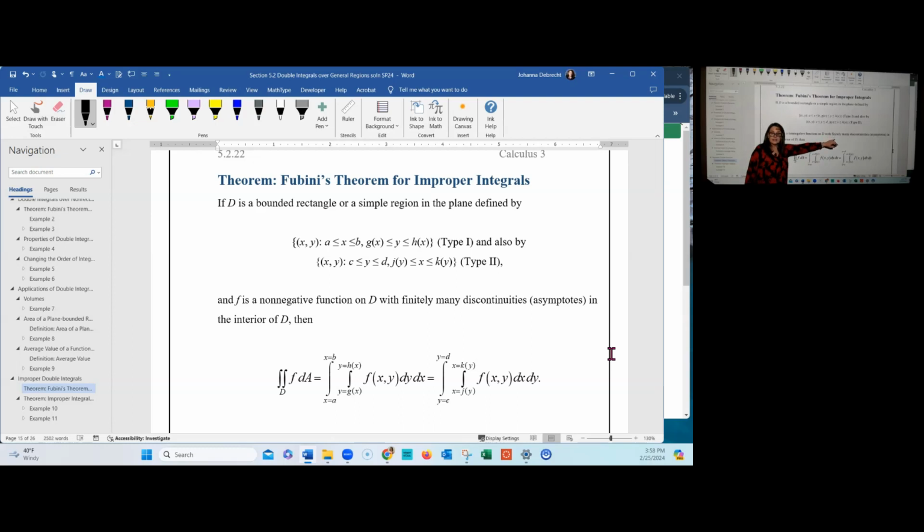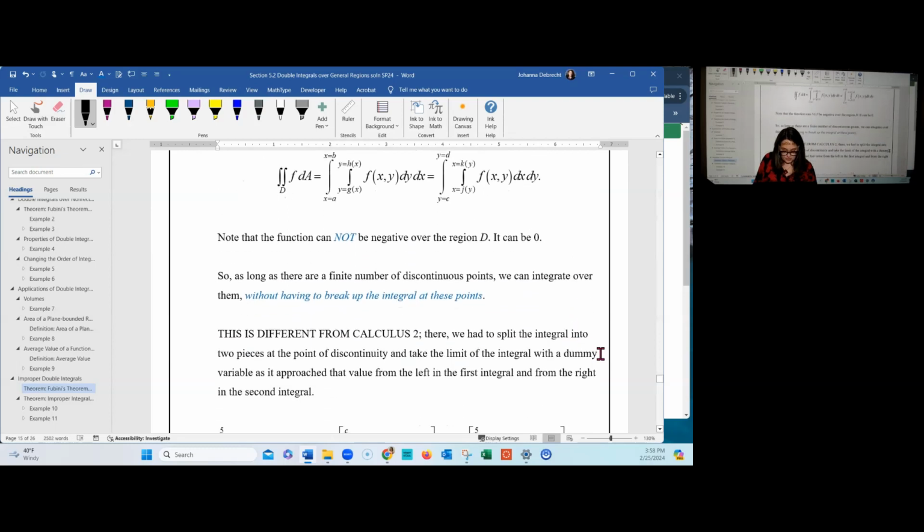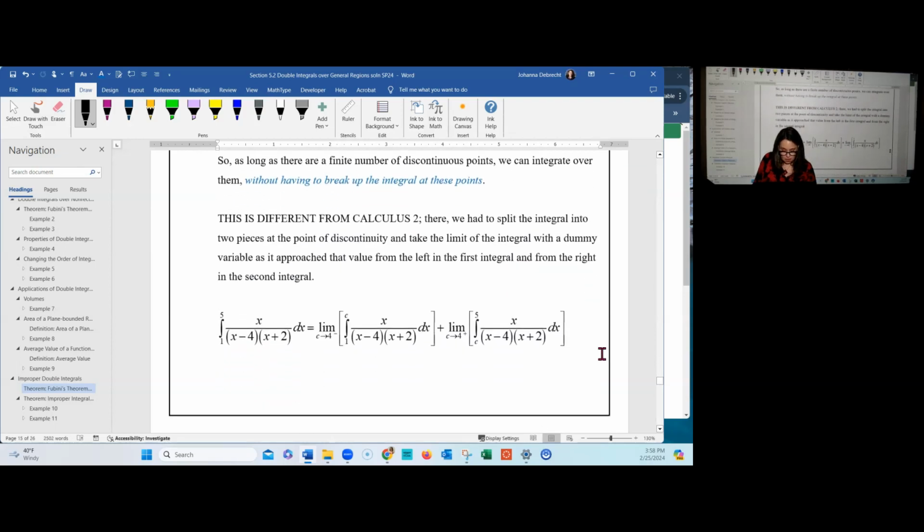And if it has discontinuities, including asymptotes, then we must only have a finite number of them. If we have a finite number of them and they're in the interior of this region, then we can simply integrate as we normally have. Note that the function is going to be allowing us to find the value of it without having to break it up at the points of discontinuity.